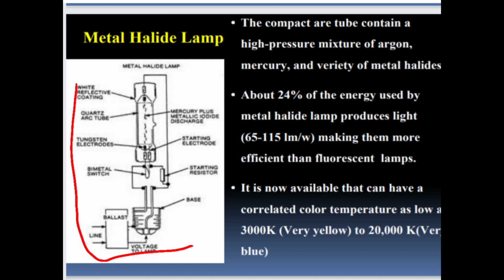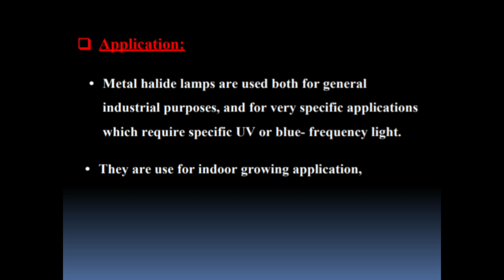Then we see the application of metal halide lamp. Metal halide lamps are used both for general industrial purposes and for very specific applications which require specific UV or blue frequency light. They are used for indoor growing applications. This is the important point.